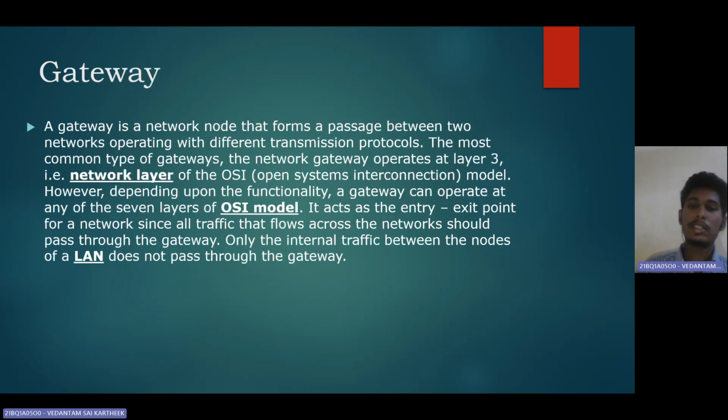Then the last and final component is the gateway. A gateway is a network node that forms a passage between two networks operating with different transmission protocols. The most common type of gateway is the network gateway operating at layer 3, that is the network layer of the OSI model. OSI means Open System Interconnection model. However, depending upon the functionality, a gateway can operate at any of the seven layers. It depends fully on the functionality of the gateway.